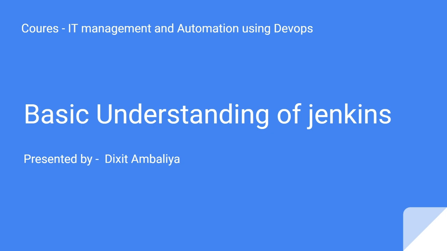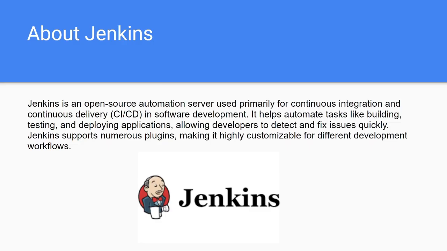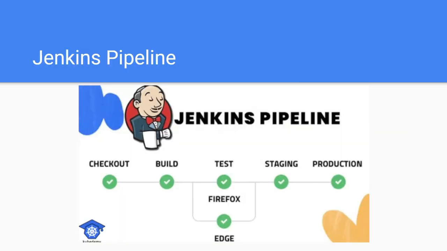Today's topic is basic understanding of Jenkins. Jenkins is an open source automation server used primarily for continuous integration and continuous delivery in software development. It helps automate tasks like building, testing, and deploying applications, allowing developers to detect and fix issues quickly. Jenkins supports numerous plugins, making it highly customizable for different development workflows.